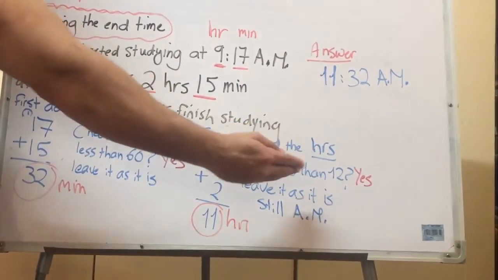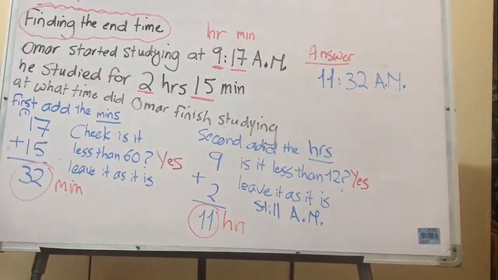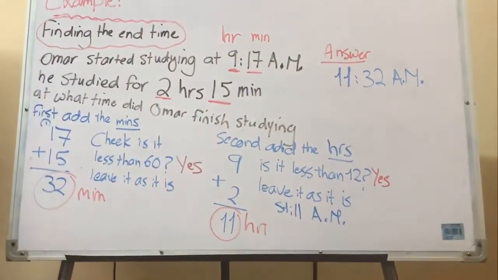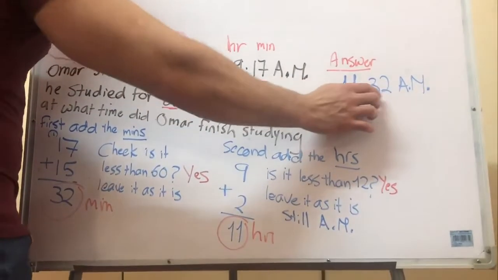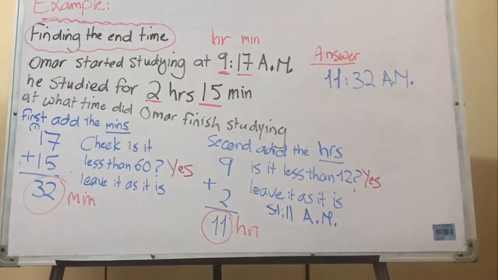Why do I ask if it's less than 12? Because if it's less than 12, it means that I'm gonna have to leave it as it is. We are still in the morning. If it didn't pass 12, then we're still in the morning. So I'm gonna put the 11 just as it is. So the answer is 11:32 a.m. Omar finishes studying at 11:32 a.m.